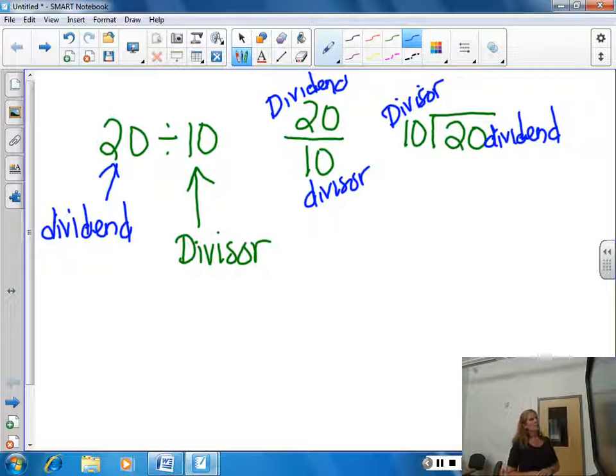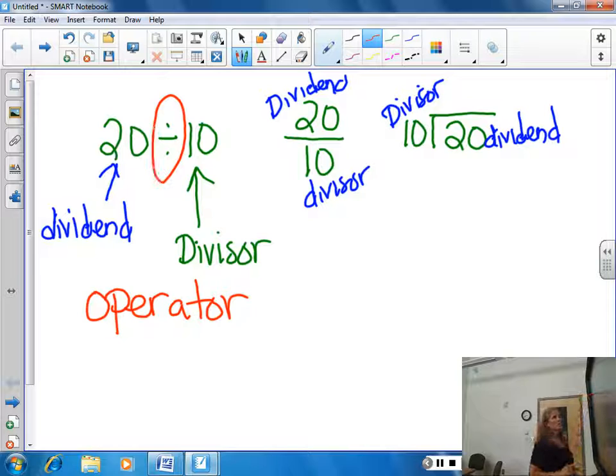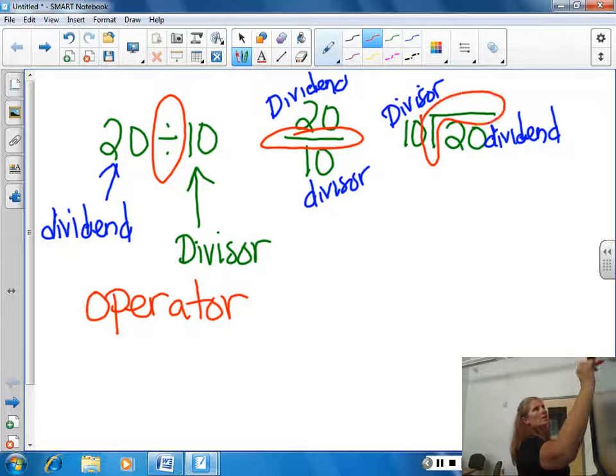The division operator, I'll circle in red. Of course, the one you start off learning first is that division symbol. That's the operator for division. But this fraction bar is also the operator for division. And this symbol right here is also the operator for division. So there are different ways to show the operator.